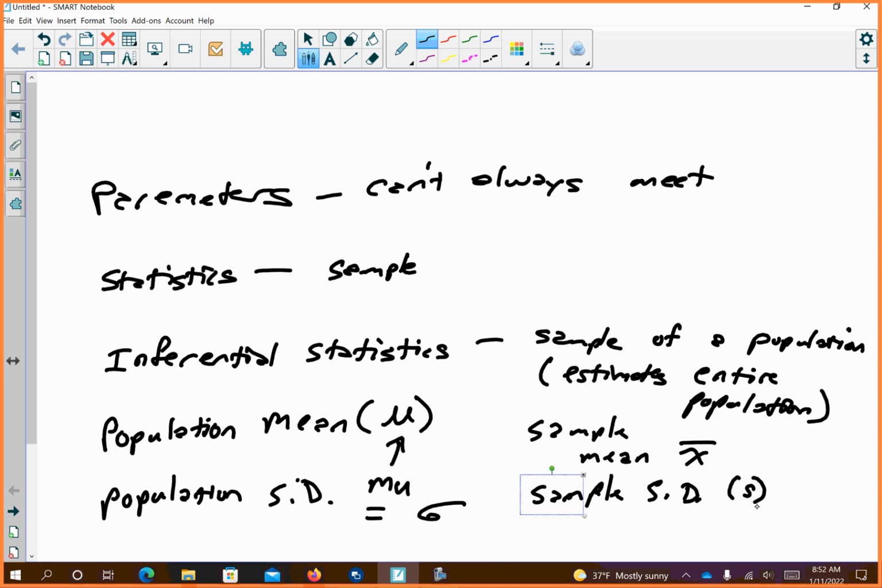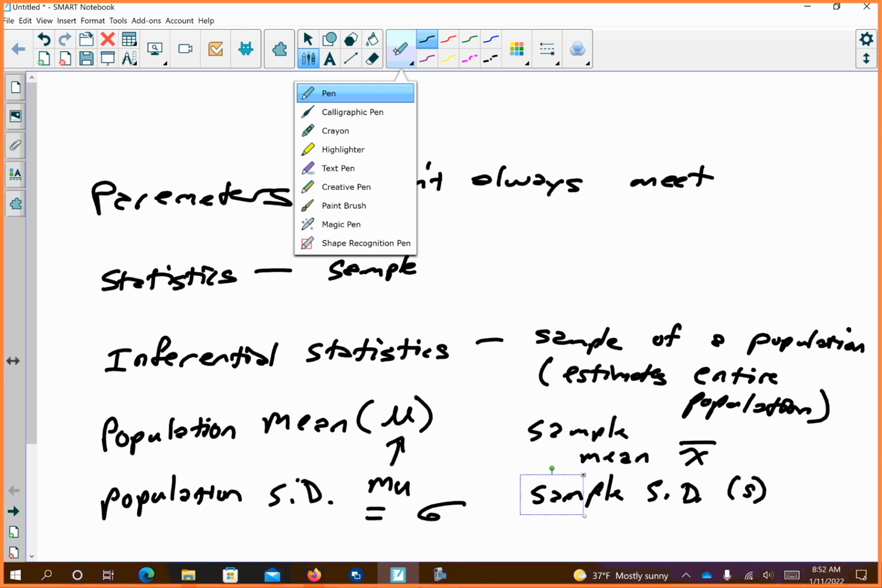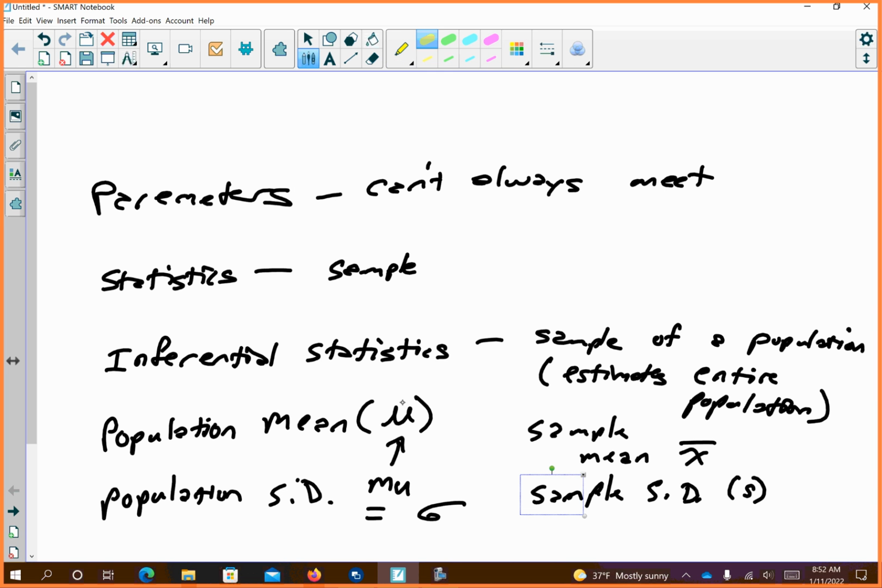Those are all important things for you to make sure you have as you go through this chapter. These symbols mean something. The different letters are in there for a reason. Before, we weren't really too worried about it.